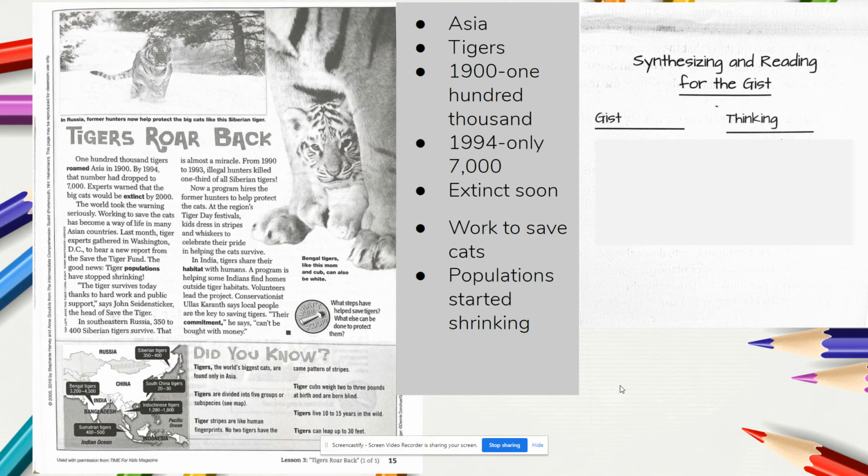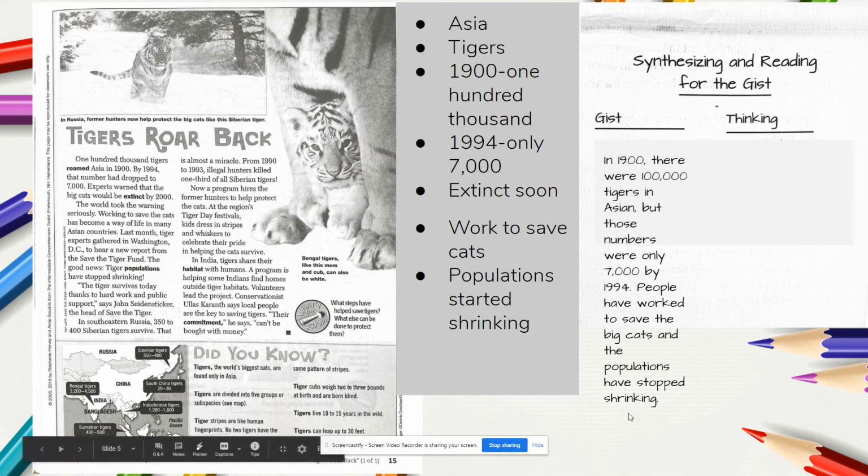I'm thinking that since tigers, Asia, and the number of populations are written with the years, I might construct a gist that sounds like this. In the 1900s, there were 100,000 tigers in Asia, but those numbers were only 7,000 by 1994. People have worked to save the big cats, and the populations have stopped shrinking.